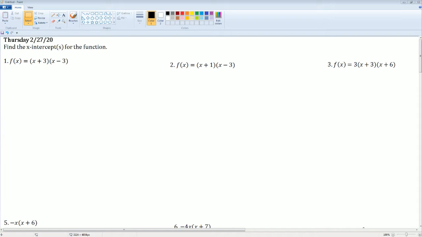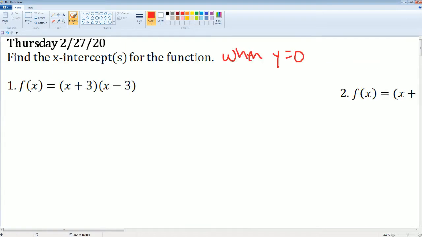Here it asks us to find the x-intercepts for these functions. A couple of things for you to understand when it comes to finding the x-intercept. The x-intercept is on the graph when y is equal to 0. You could find the x-intercept, okay? That's the idea. So how does it work here? This means that for this problem, this is when this is equal to 0.